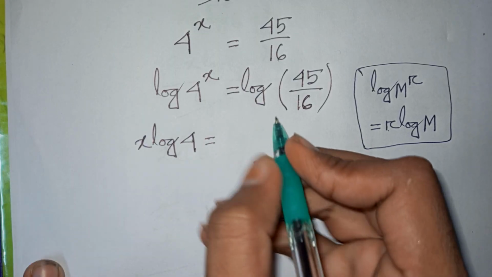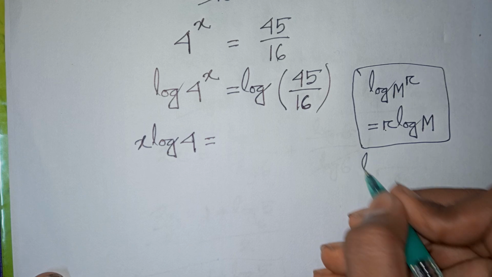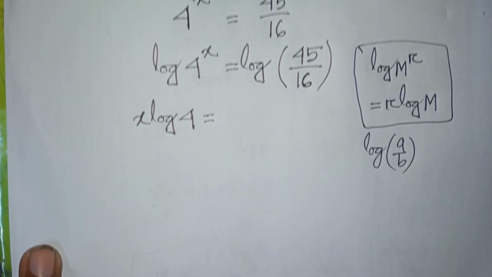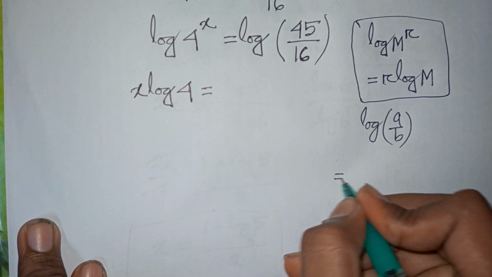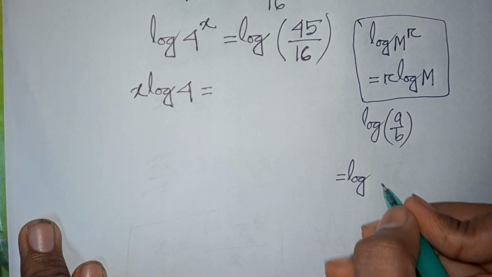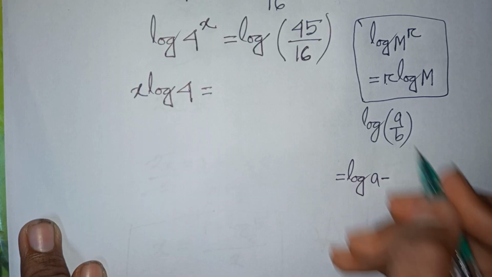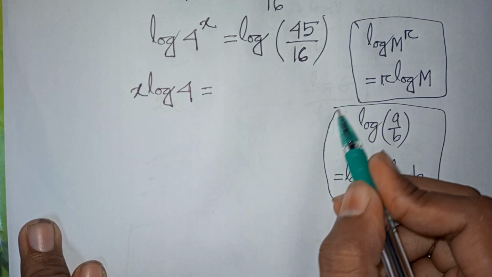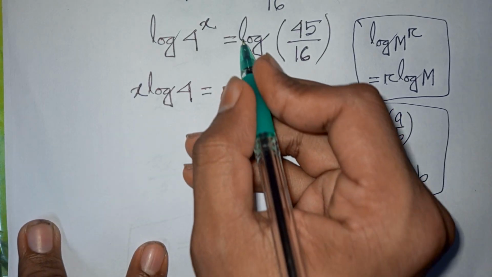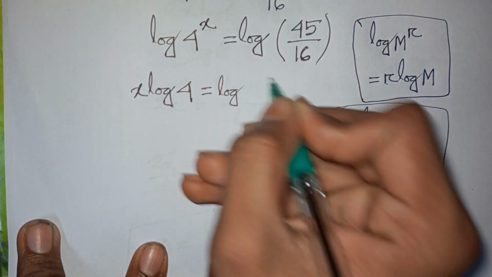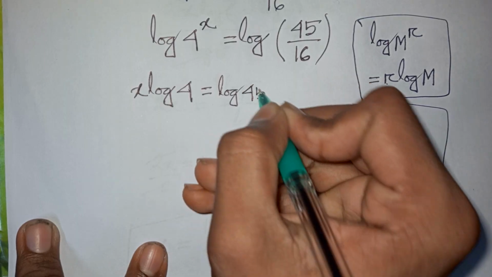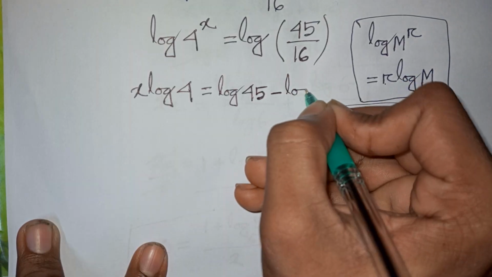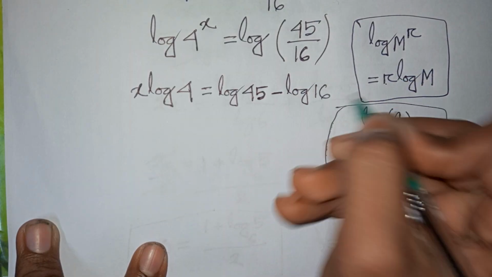is equal to, here we apply this formula, log of a by b is equal to log a minus log b. So it will be log 45 minus log 16.